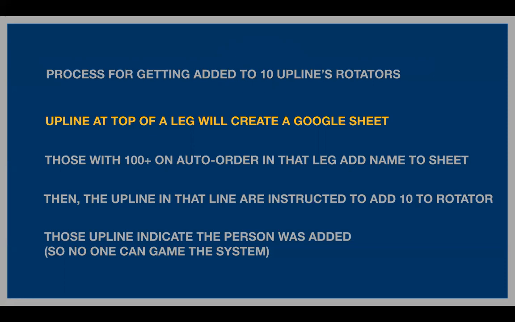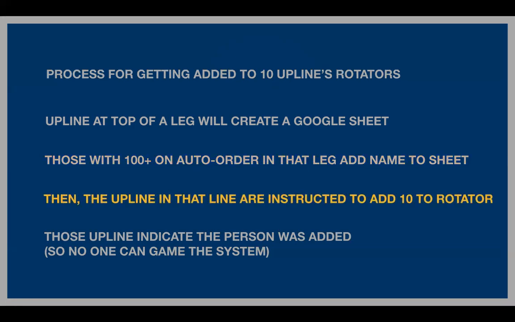The upline at the top of a leg, which will start off with me, I'll do this first, we'll create a Google sheet. It'll be my responsibility to show you guys with a quick video how to log in and see if you have 100 people on auto order in your leg yet. If you do, then you're going to be instructed by me, by email and the posts in the groups, to add your name to that Google sheet. And I'll show you how to do that.